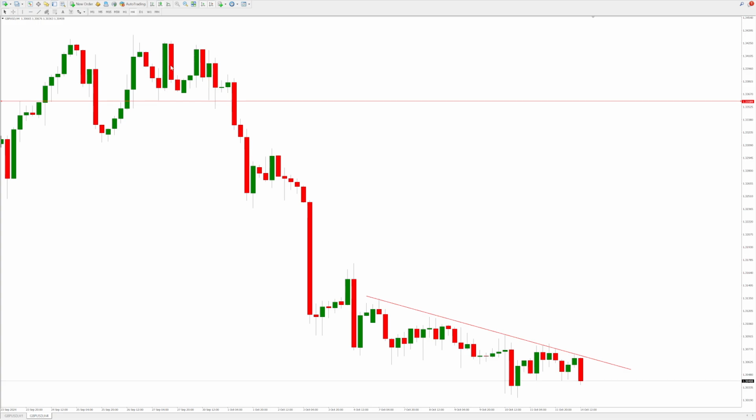I personally prefer to wait for the breakout to occur with this candlestick pattern. You can, of course, use other technical indicators and other candlestick patterns to confirm entry.